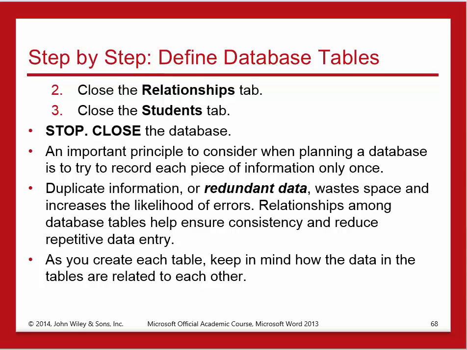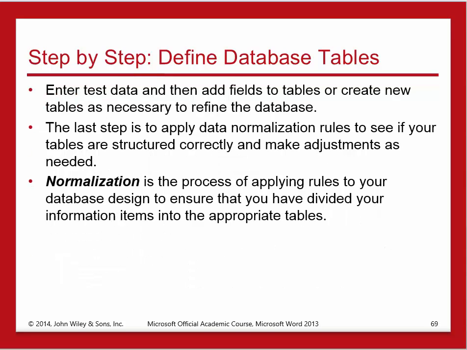Having information there more than once creates duplicate or redundant data, and that wastes space and increases the likelihood of errors. Relationships among tables help ensure consistency and they reduce repetitive data entry. So when you create your tables, think about how the data in the tables might be related to each other. You can always enter test data and then add fields as you think of them or as you need them, or even create new tables as necessary.